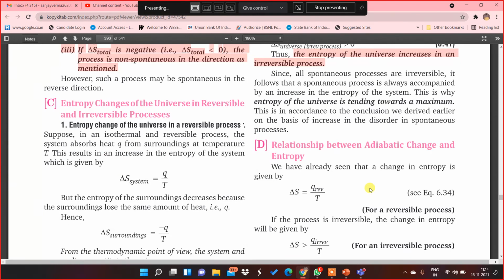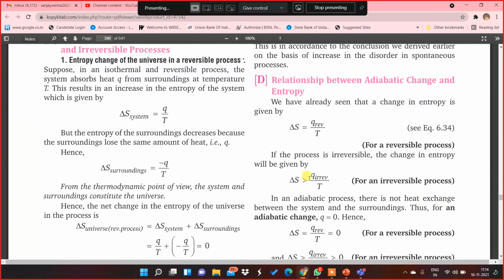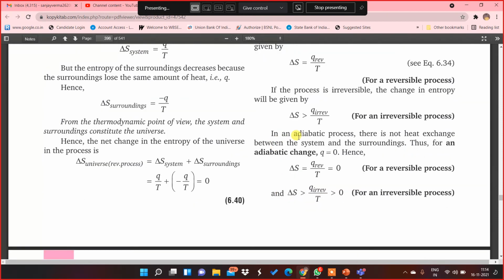Now, we'll come to some relationship between adiabatic change and entropy. So, remember this, delta S is Q reversible by T for a reversible process, and for an irreversible process, delta S is greater than Q irreversible by T. Now, in an adiabatic process, there is no heat change. So, we know Q is 0. So, this entire thing becomes 0 for a reversible process. So, the entropy change for an adiabatic process is 0, whereas for an irreversible process it is greater than 0 because this Q irreversible is not equal to 0.